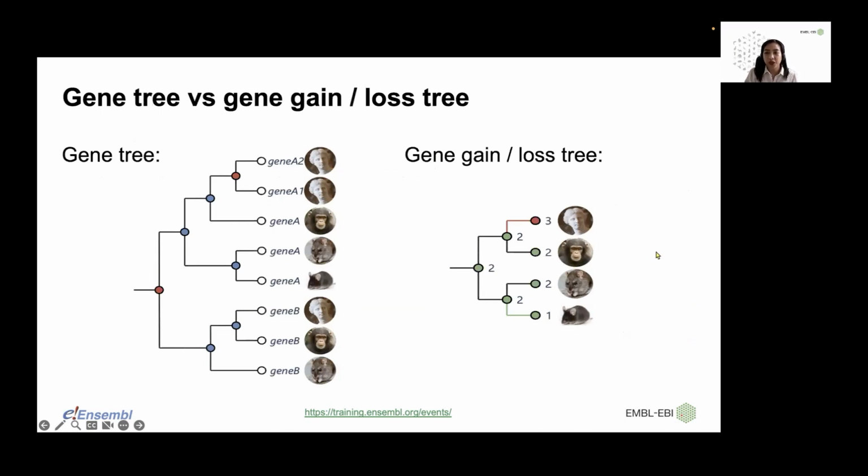We display gene trees and gene gain or loss trees. So both are representations of how genes are related across different species. A gene gain or loss tree is a simplified or more collapsed version of the evolutionary history of a gene. And gene gain and loss trees are usually focused on whether a gene was gained or lost across different species.